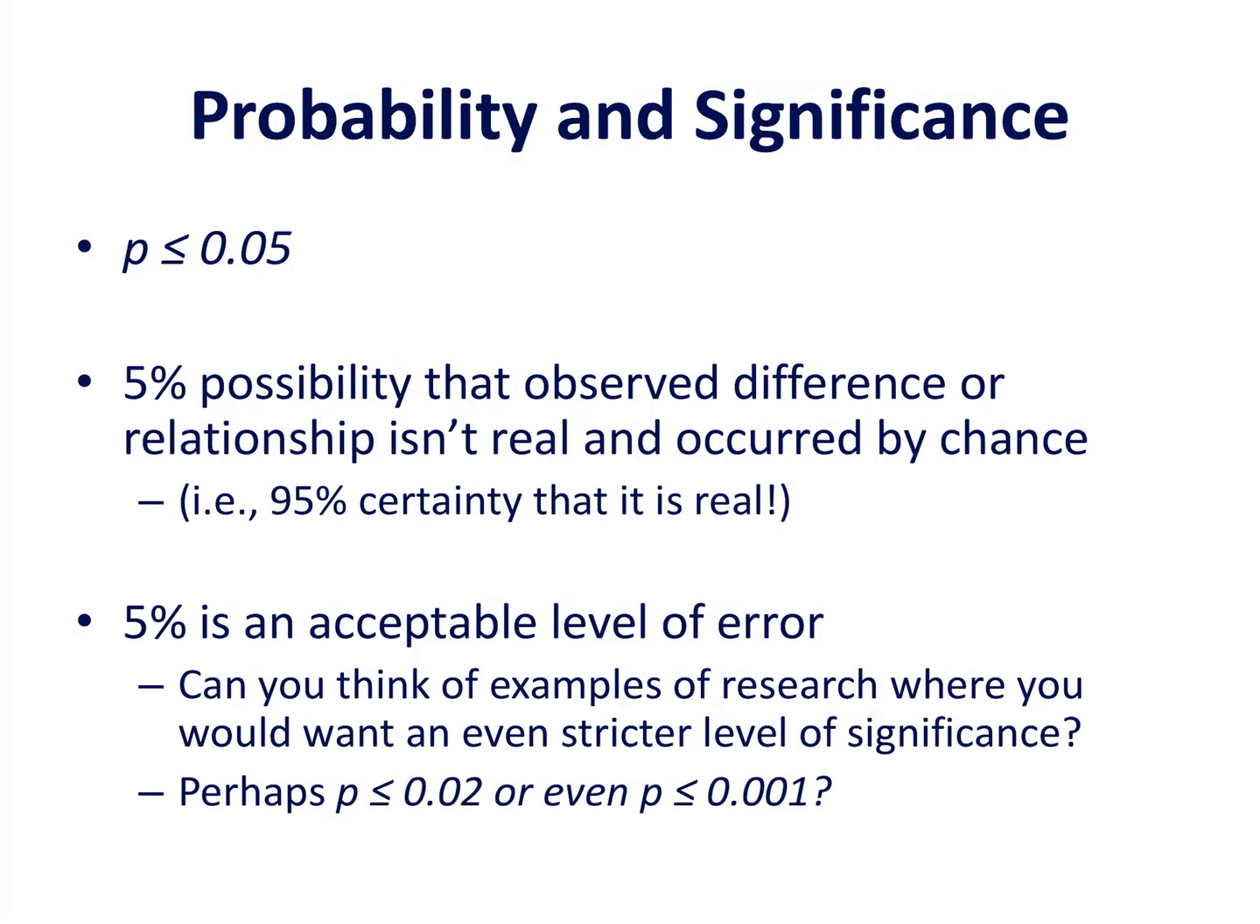All that means is if we're working to a probability value of 0.05, in percentage terms, it means that there's a 5% possibility that what we've observed, our effect, the result of our difference or relationship analysis, isn't real and that it's occurred by error or chance. In other words, we're 95% certain that it is real.